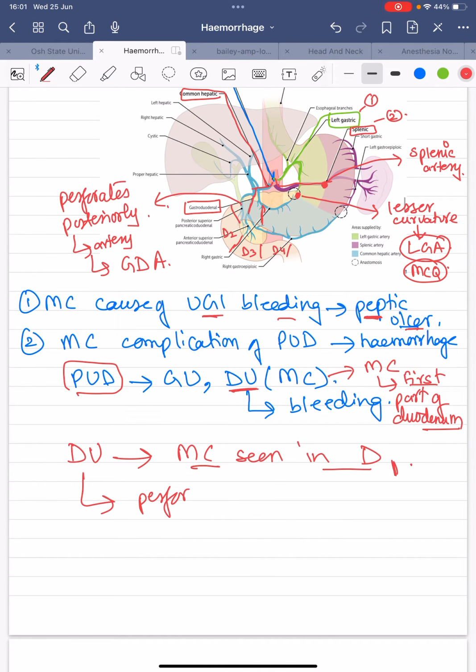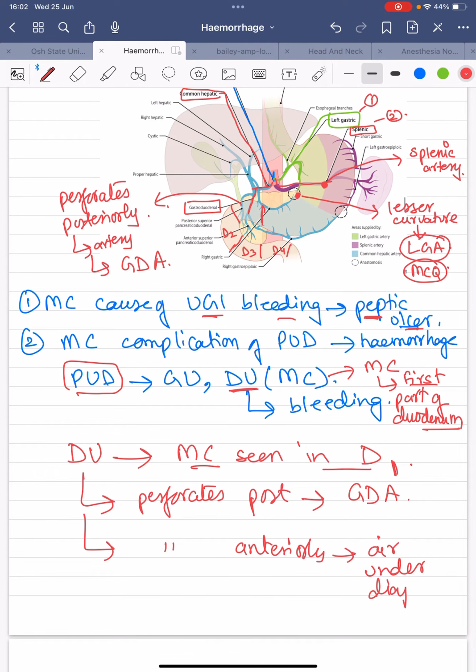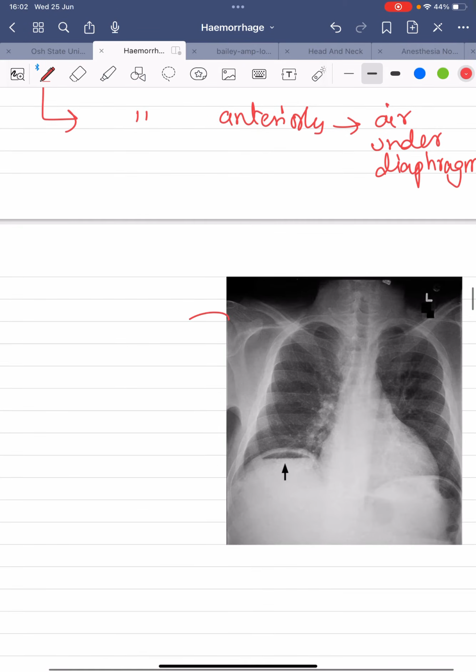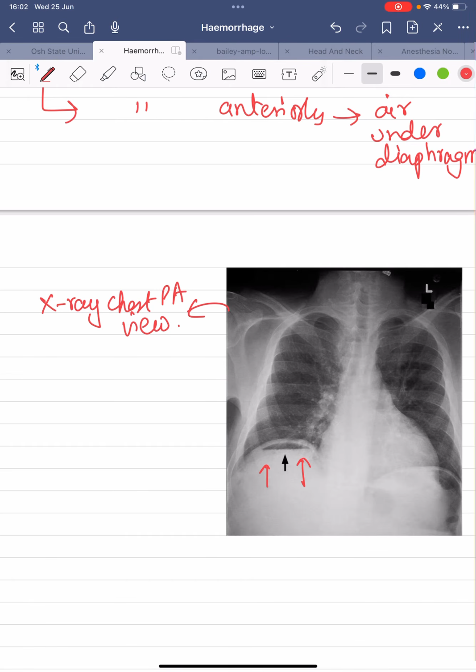If the duodenal ulcer perforates posteriorly, the gastroduodenal artery is going to bleed. This artery is passing behind the first part of the duodenum, not in front of it. So if it perforates anteriorly, there will be air under the diaphragm. See this diagram, this is an X-ray chest PA view of the patient. And now you can see the collection of air under the diaphragm.